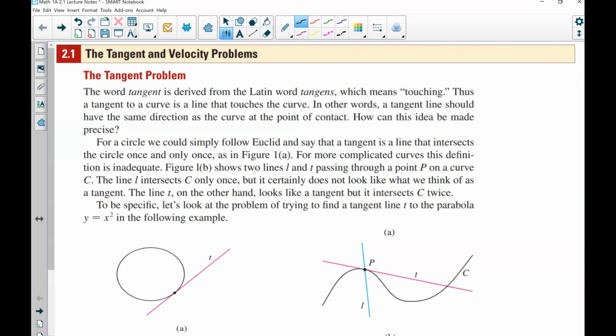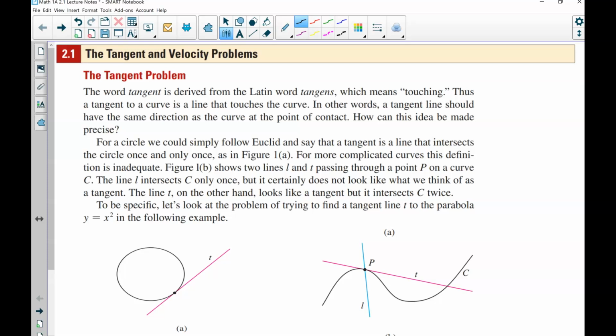In section 2.1, the topic is the tangent and velocity problems. Now the word tangent is derived from the Latin word tangens, which means touching. Thus, a tangent to a curve is a line that touches the curve. So in other words, a tangent line should have the same direction as the curve at the point of contact.